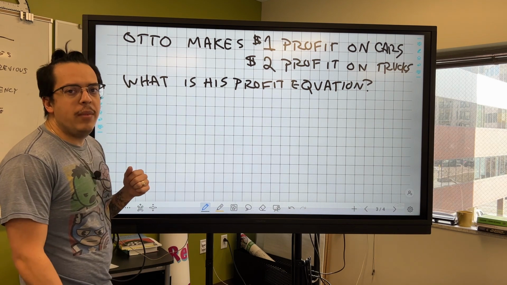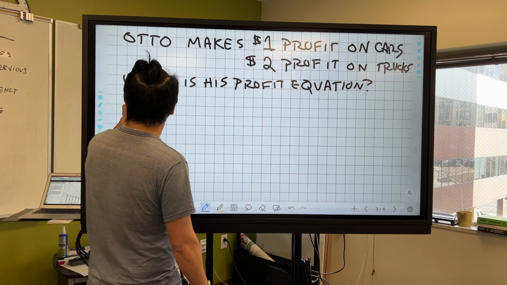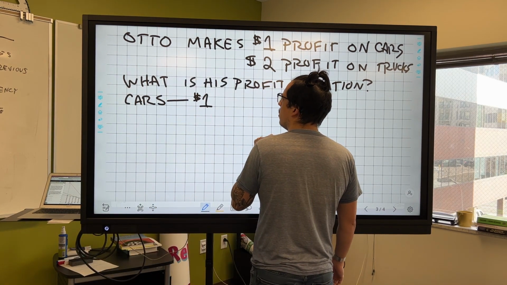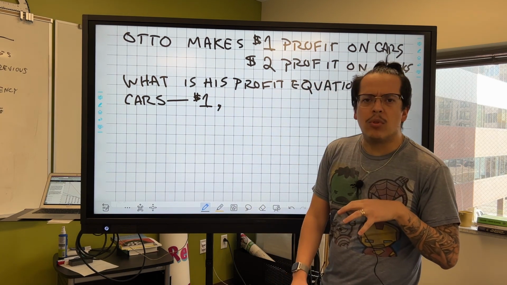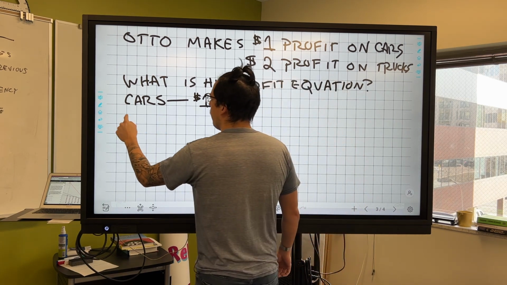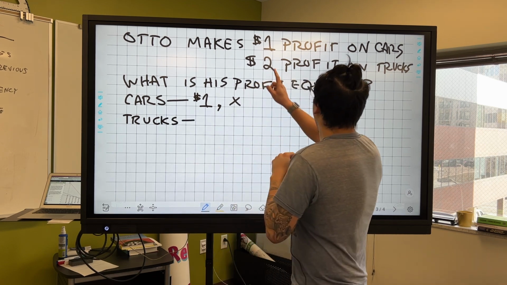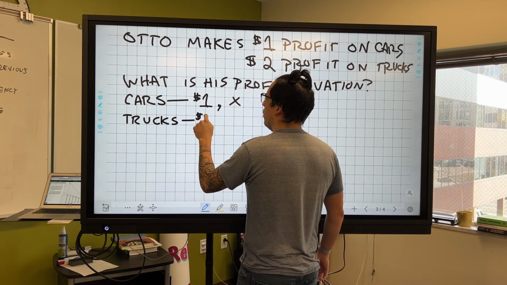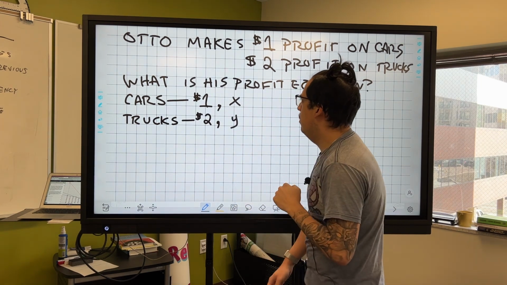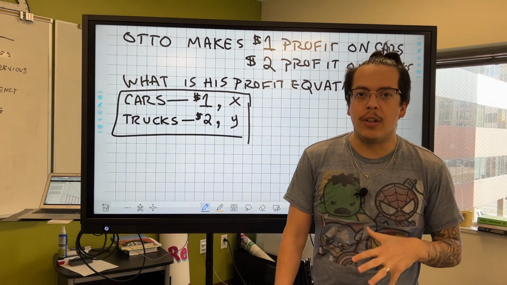What we know is that to make a profit equation, we have to take good notes. So, cars, we make $1 profit on cars. And again, we know that the variable associated with cars is X in this scenario. Trucks, we make $2 profit on trucks this time. And our variable is Y. And here's our notes that we're going to refer to when we make our profit equation.